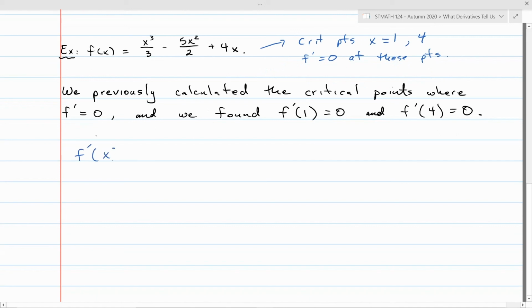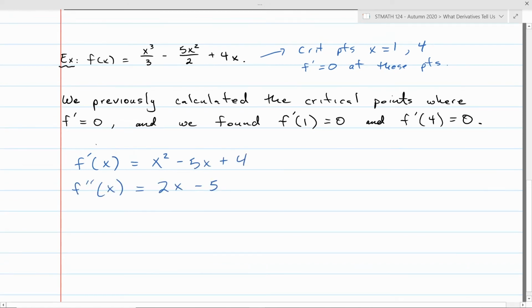So f prime is x squared minus 5x plus 4. And then f double prime is 2x minus 5. So we're just going to plug the critical points, x equals 1 and x equals 4, into the second derivative and see what the sign is. And the second derivative test will tell us whether we're having local mins or maxes at those points.